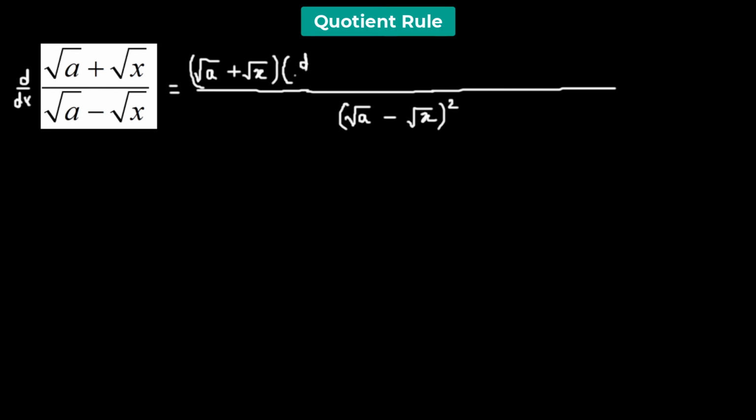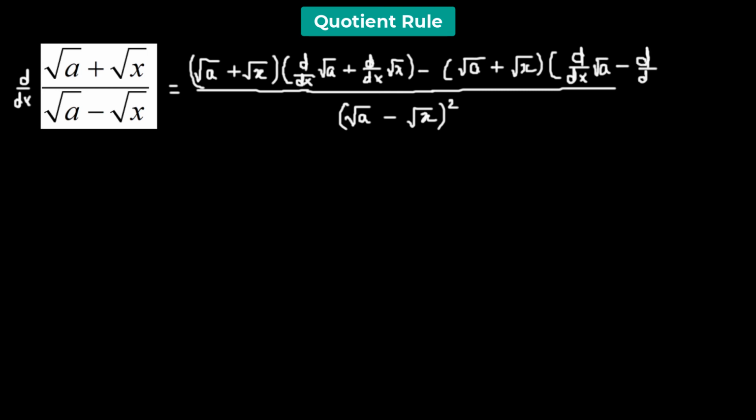So let me do it straight away. We have the derivative of square root of a plus the derivative of square root of x, minus the numerator, so square root of a plus square root of x, multiplied by the derivative of the denominator, which is the derivative of square root of a minus the derivative of square root of x.